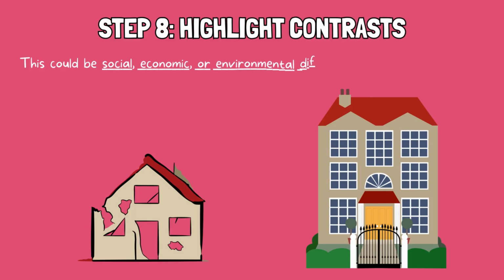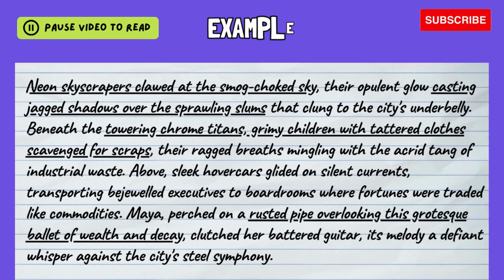Step 8. Highlight contrasts and conflicts. Identify any contrasts or conflicts within the setting. This could be social, economic, or environmental differences that add tension to the narrative, such as the poor versus the rich, or concrete man-made cities against natural forests. Take a look at this example setting description.